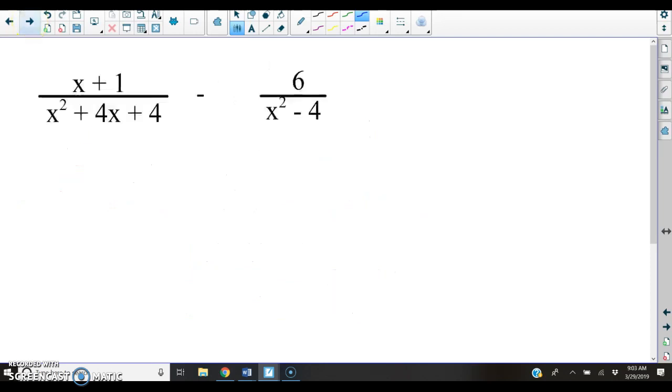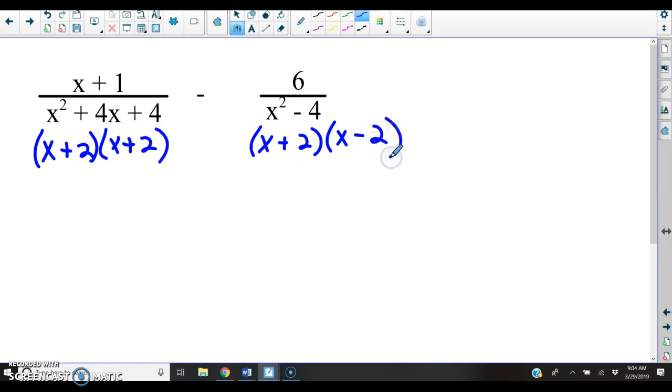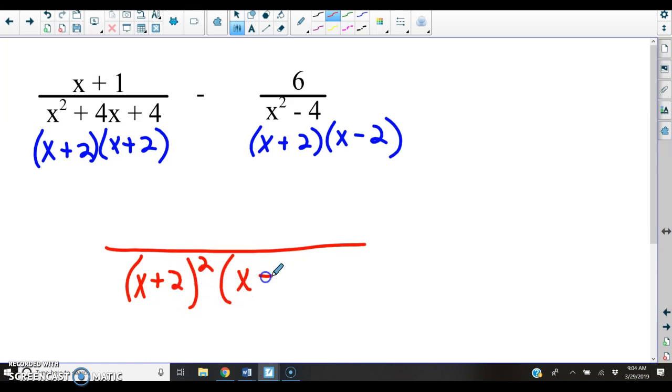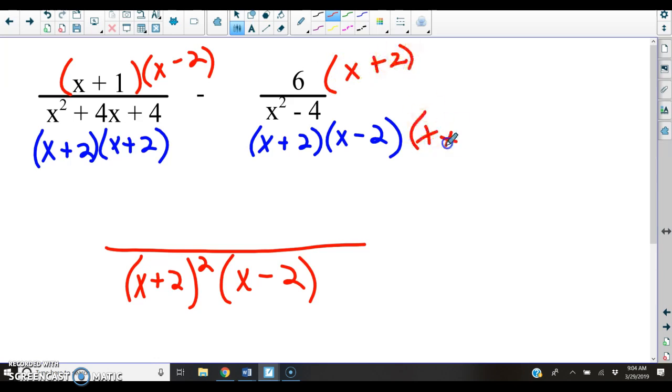And one more on this slide. When I factor this denominator, I'm going to have x plus 2, x plus 2. And this one, I'm going to have x plus 2, x minus 2. So my common denominator is going to have the x plus 2 used twice. And I'm going to write it squared to be more efficient. So this fraction is going to need the x minus 2, and this one's going to need another x plus 2. And I will finish this on the next slide, the next video.